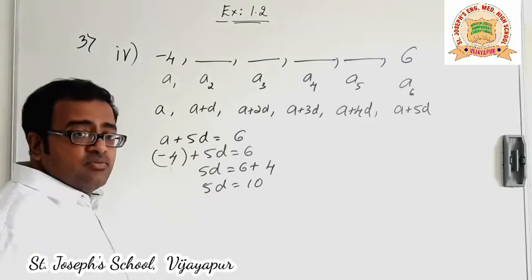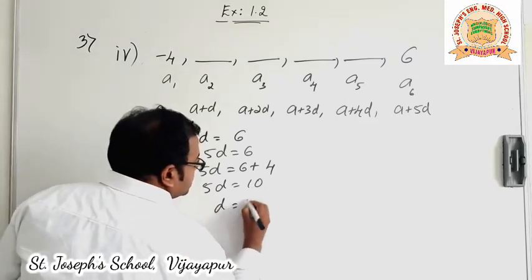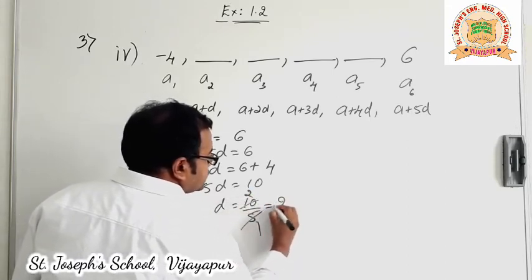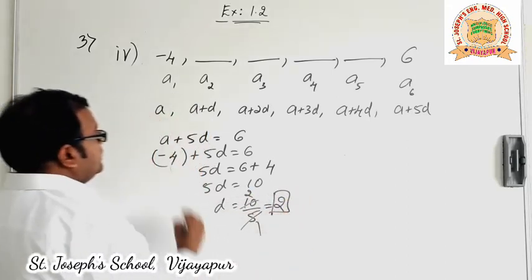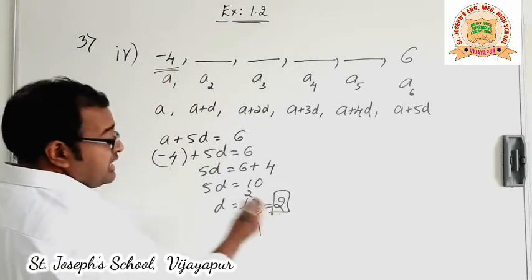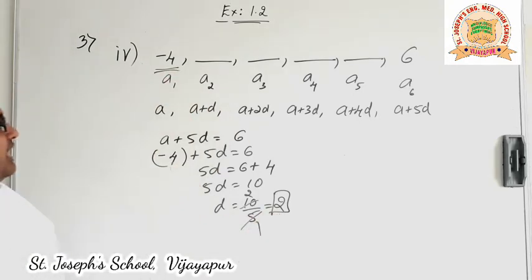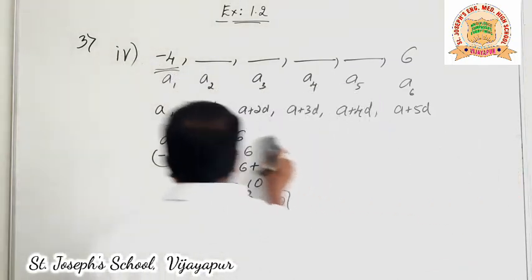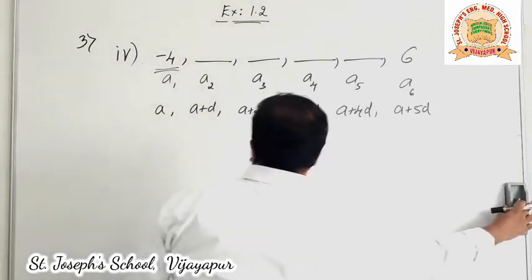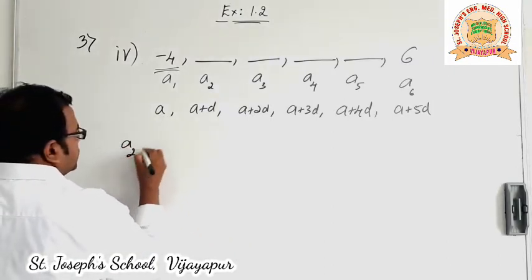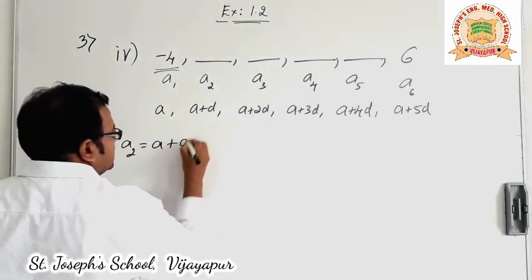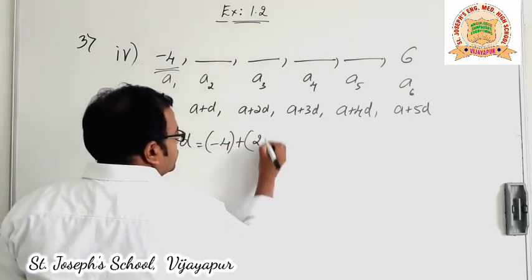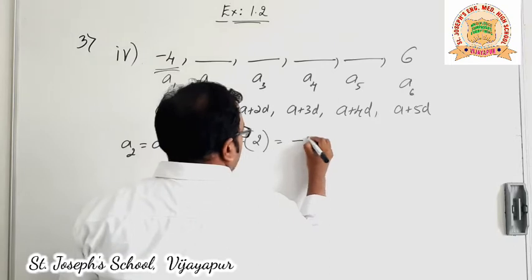If 5D is 10, what is D? Then D is equal to 10 by 5. 5 1s are 5, 5 2s are 10. Answer is 2. I got the D value. I got the A value and I got the D value. Using these, I can find out all of these 4 missing terms. Let me start. Now, first, let us find out A2. A2 is equal to A plus D, which is equal to A is minus 4 plus D is 2, which is equal to minus 2.